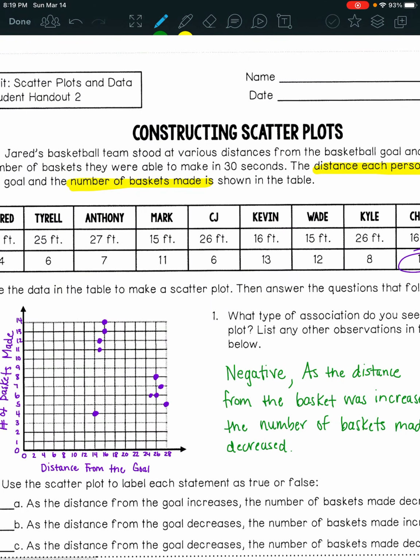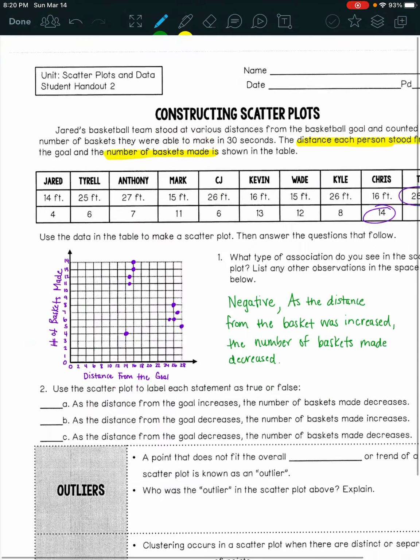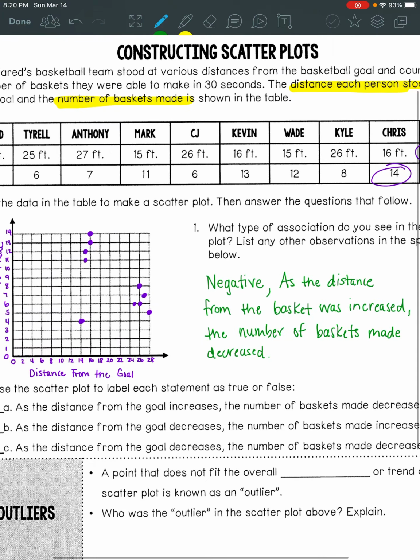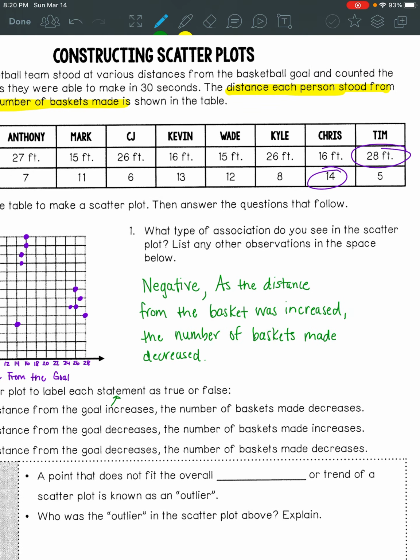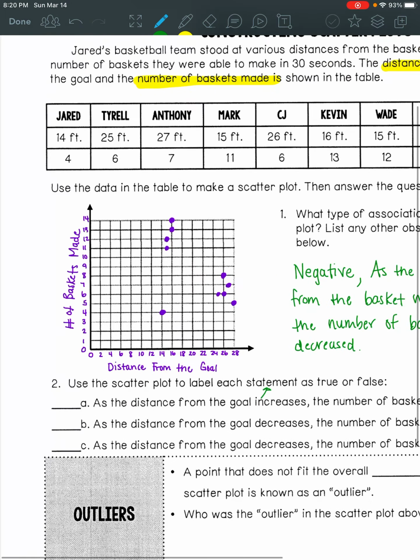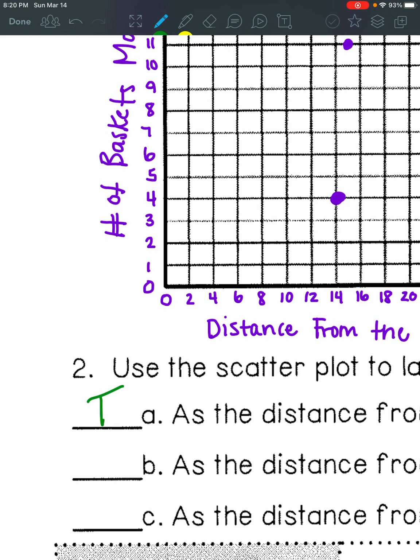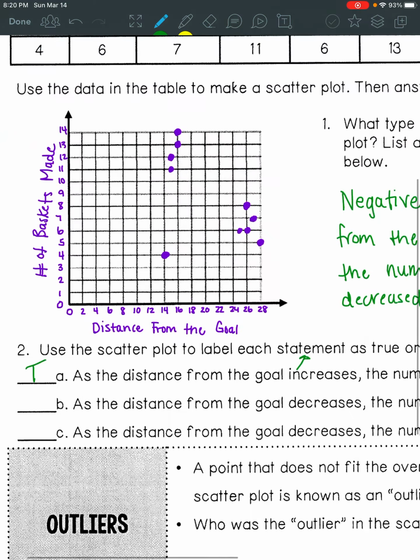And you could also list some other observations that you see, talking about how there are kind of groups of points together and how maybe some guys did not choose distances in between there, and that's why there are some missing points there. So let's look at these true-false statements. As the distance from the goal increases, the number of baskets made decreases. Well, that's exactly what we just wrote down. So that is a true statement.